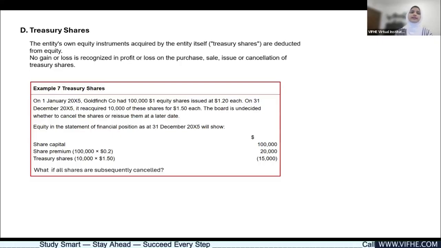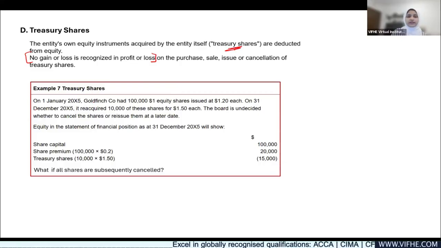The entity's own equity instruments acquired by the entity itself are treasury shares. And how are they treated? They're deducted from equity because you've lowered the equity, no? Now it's more concentrated. No gain or loss is recognized in profit or loss on the purchase, sale, issue, or cancellation of treasury shares. So this is not going to be a P&L movement at all. Whatever movement happens is directly in the balance sheet equity, not via P&L, because this is again a transaction between owners of the organization. It's considered in that fashion. So it's happening directly in the equity.